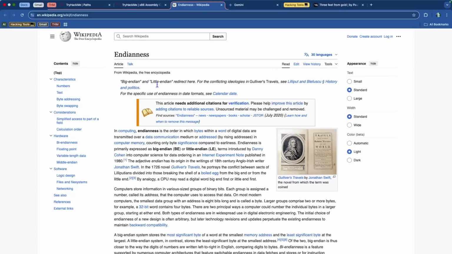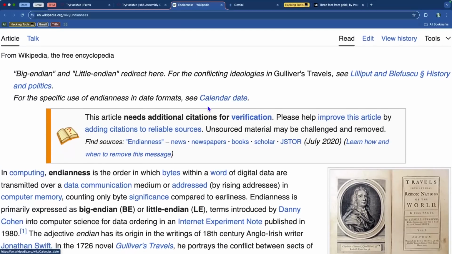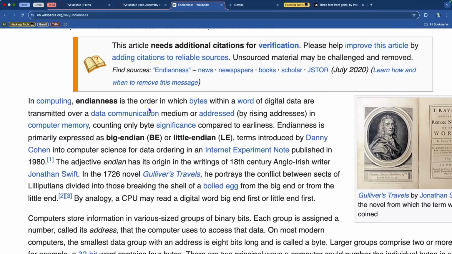Endianness, in this case, we have big endian, little endian, for conflicting ideologies. In computing, endianness is the order in which bytes within a word are transmitted over data communication or addressed by rising addresses in computer memory, counting only byte significance compared to earliness. So it's looking at the significance of the byte compared to the order in which it came in. Endianness is primarily expressed as big endian or little endian, introduced by Danny Cohen into computer science, etc. The adjective endian has its origin in the writings of the 18th century, etc.